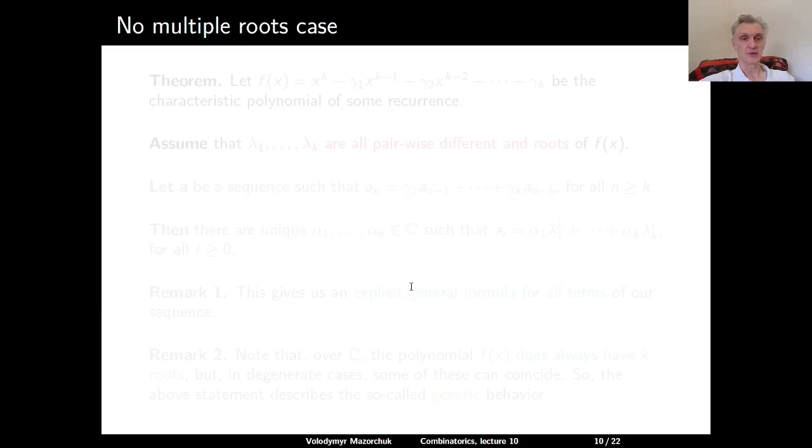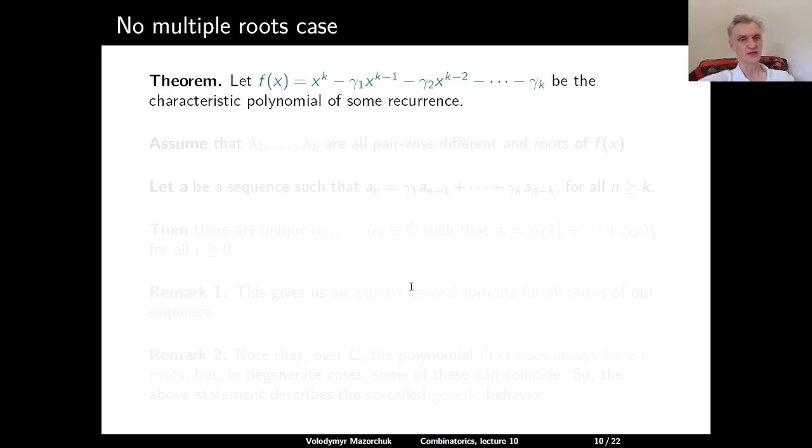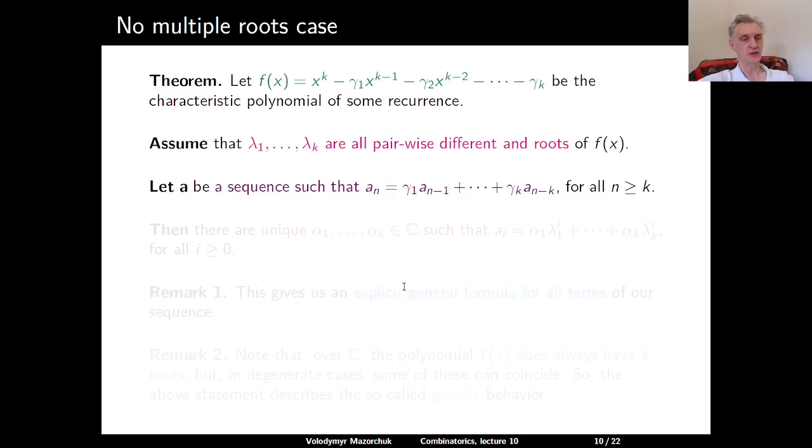But this observation has the following corollary. So, theorem: let f be the characteristic polynomial of some recurrence. So f is of the form x to the power k minus gamma 1 x to the power k minus 1 minus and so on minus gamma k. Assume that this polynomial has different roots. So we have lambda 1, lambda 2, and so on lambda k, pairwise different elements, and all are roots of f of x. Let a be a sequence which satisfies this recurrence.